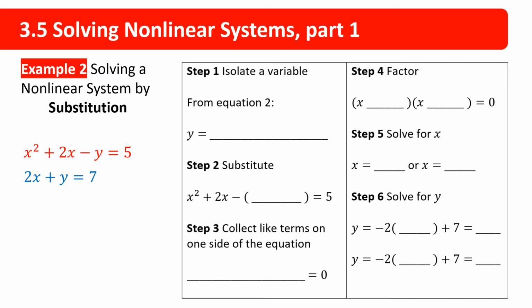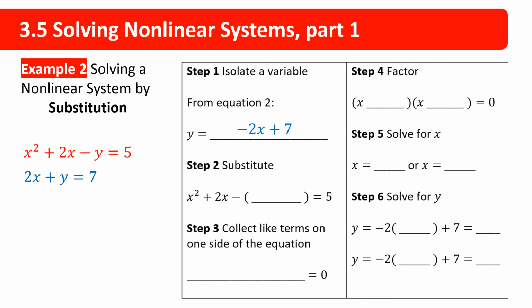Meaning, let's take that second equation in blue, and if we move the 2x over to the right, we'll get y equals negative 2x plus 7. Now that allows us to take that information and substitute it into the first equation.